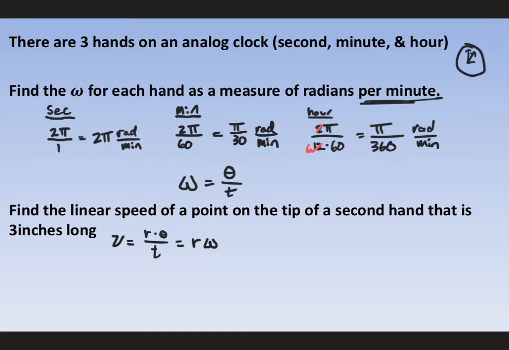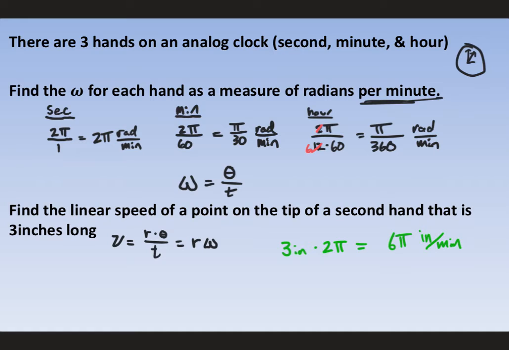Well, we already found the angular speed for the second hand up over here. So if we want to know the linear speed here, all we have to do is multiply the radius, which we said was 3 inches, times the angular speed for the second hand, which was 2 pi. And it'll give us that the linear speed for this problem is 6 pi, and then our measurement is inches per minute, right? Because it does that 2 pi radians every minute, and then we multiplied it by the 3 inches, and so it gives us this formula.